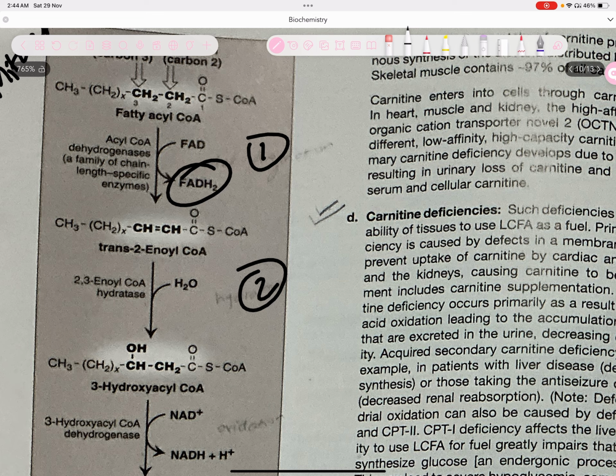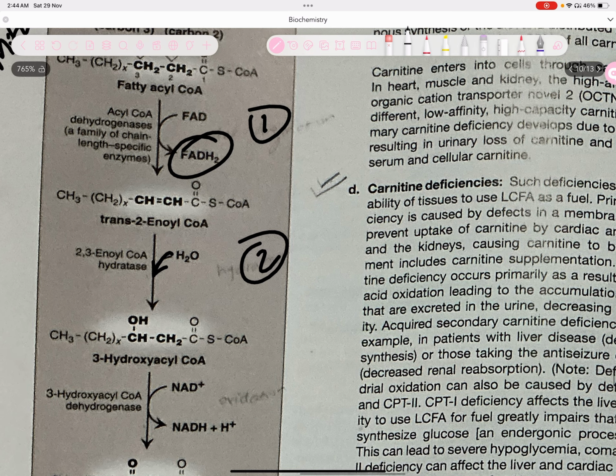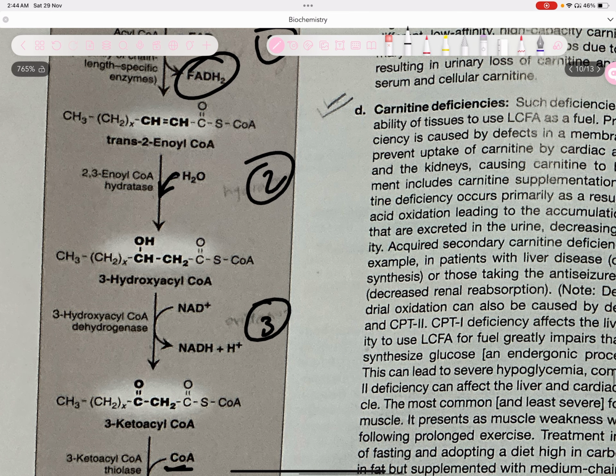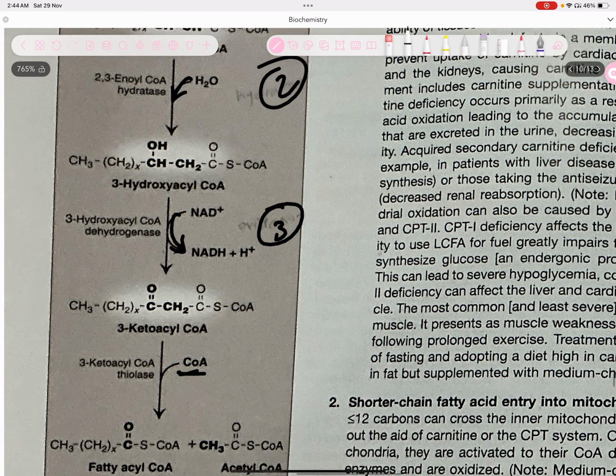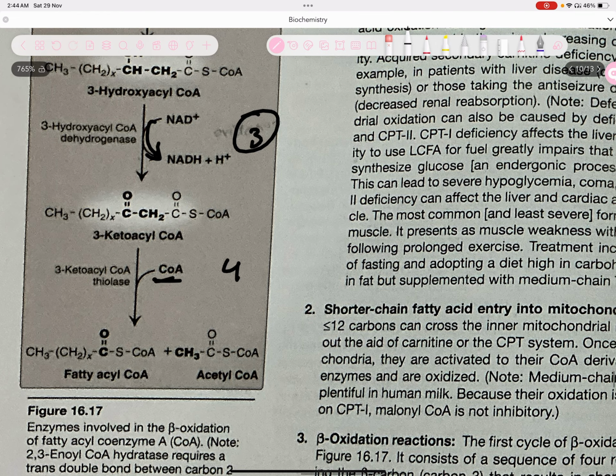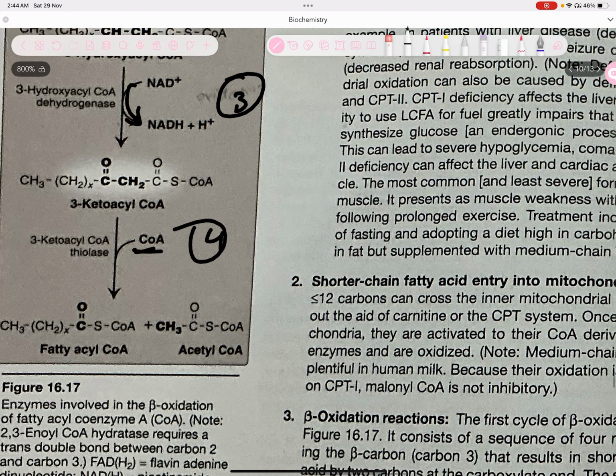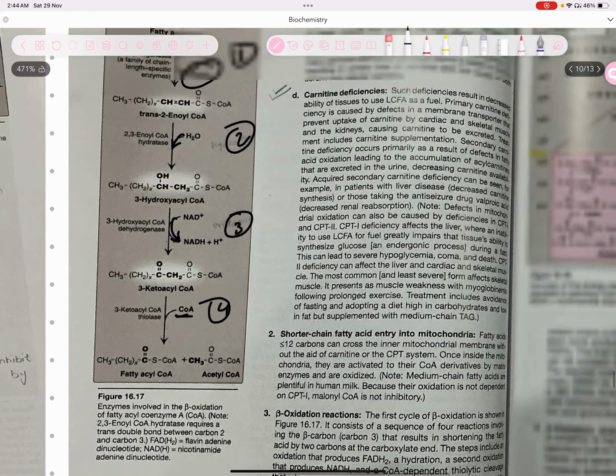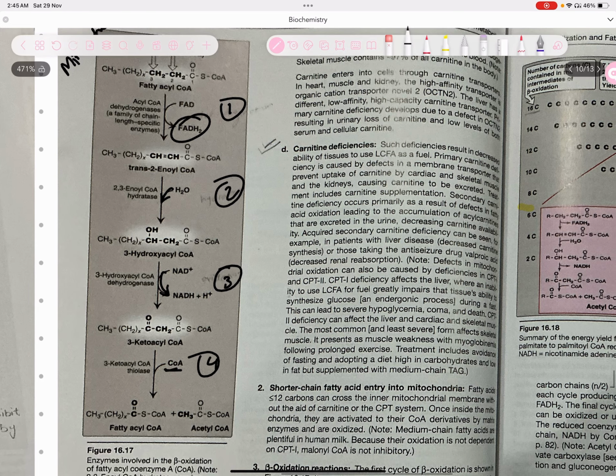The second reaction is hydration because water is being added. The third reaction is again oxidation, but this time it produces NADH. And the fourth reaction is thiolytic cleavage, which is dependent on CoA. So CoA dependent thiolytic cleavage is your fourth reaction. These are the four reactions of beta oxidation.